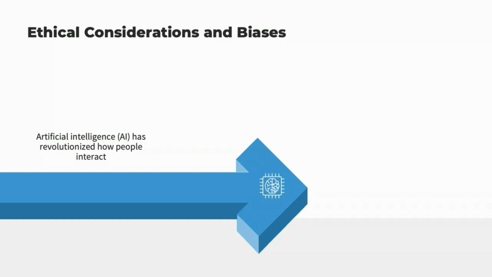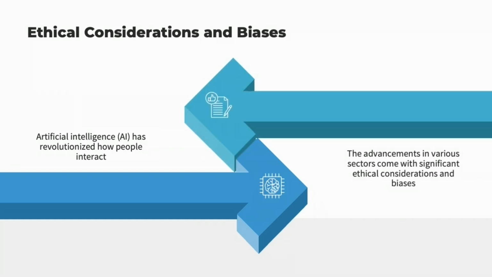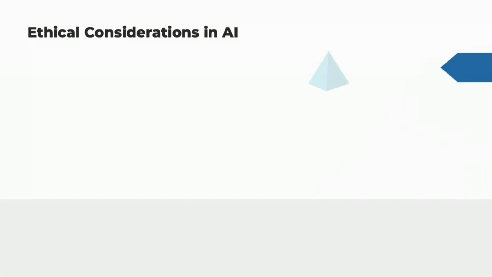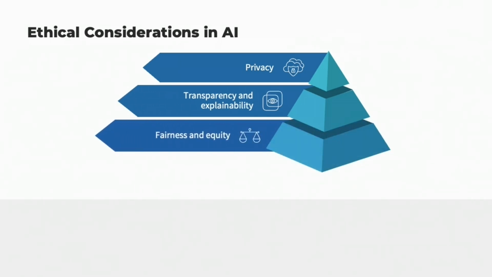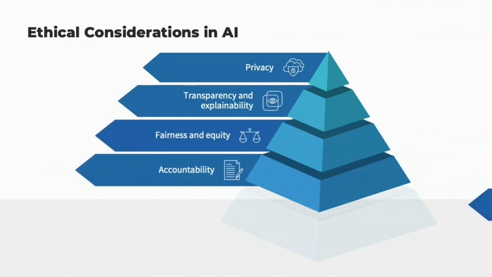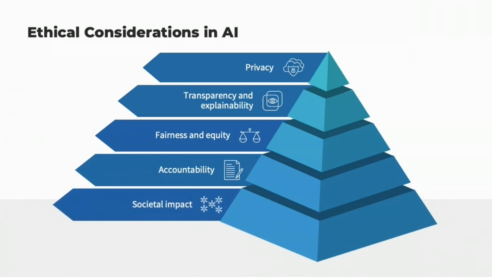various sectors. However, with these advancements come significant ethical considerations and biases that need to be meticulously addressed to ensure responsible AI model development. Ethical considerations in AI revolve around ensuring that AI systems are developed and used in a manner that aligns with society's values and moral principles. Key ethical concerns include privacy, transparency and explainability, fairness and equity, accountability, and societal impact.